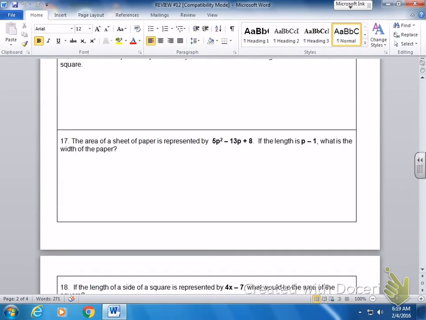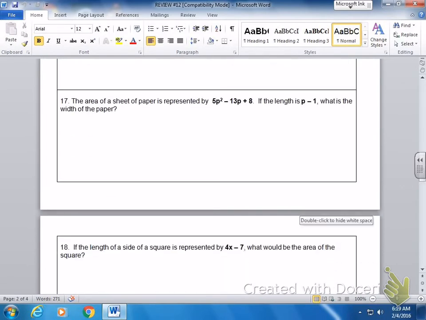Number 17, we're going to do this one because it's pretty easy. It says the area of a piece of paper is 5p squared minus 13p plus 8, but it gives us the length as p minus 1. It says what's the width. So this is a division problem. I'm going to open up my 4 squares. In the top left box goes the 5p squared. In the bottom right box goes the 8, and that's from my area. The length, p minus 1, I'm going to put along the top.